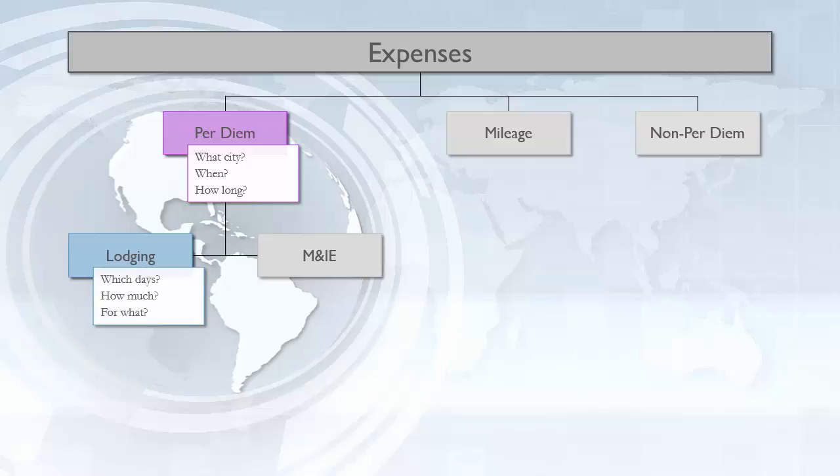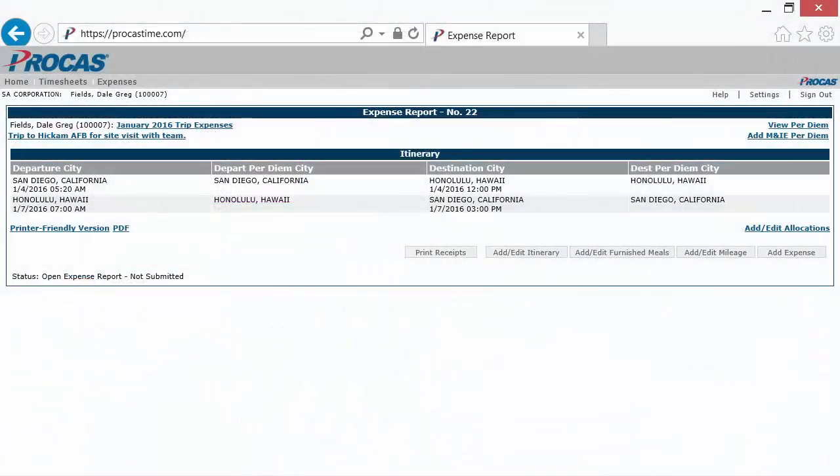The expense report will calculate the amount of the allowance based on the location and date information you've recorded in the itinerary, so be sure that you've recorded that first. Here's our expense report, where we've recorded the itinerary for our business trip to Honolulu from January 4th to the 7th. It's always a good idea to review the per diem allowances before recording your actual lodging expenses.